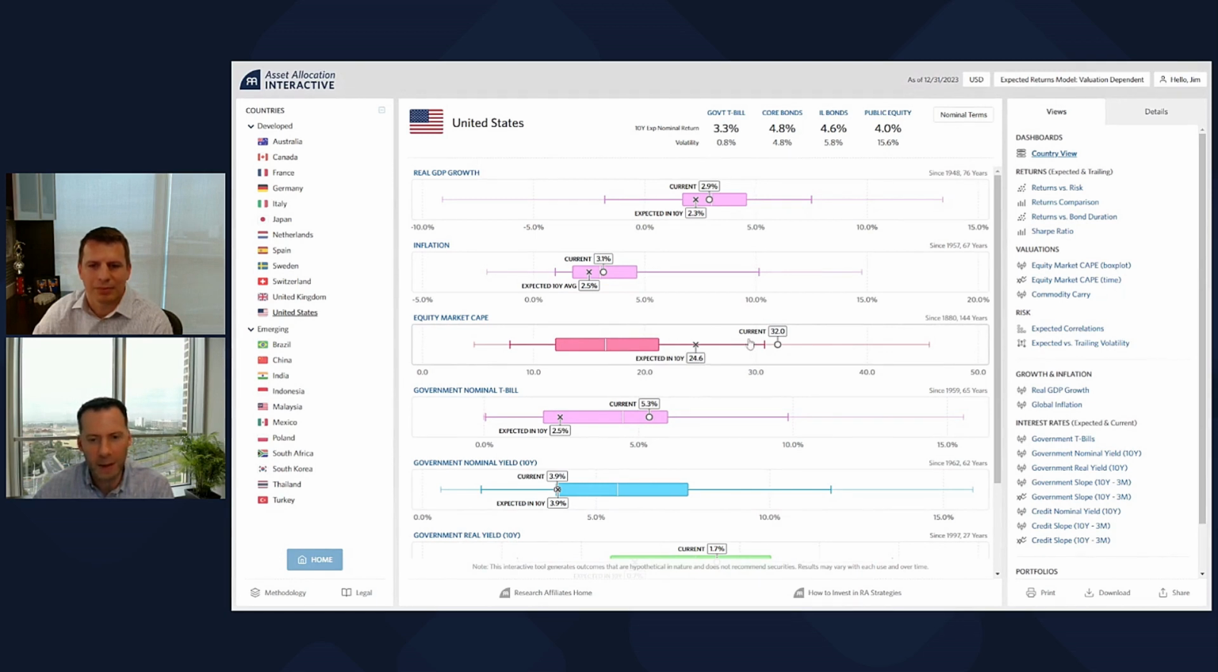And what we can see is that currently the CAPE ratio is about 32, which basically means $32 for every dollar of earnings. Much, much higher than we've seen in the past. In fact, we're in the top 5% of the distribution. This dark line right here represents the 95th percentile. So we're above that. Now that number looks high.